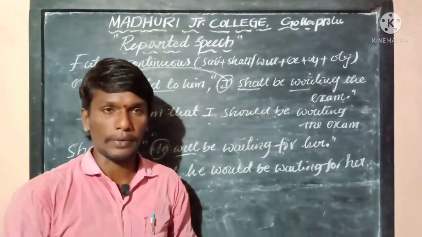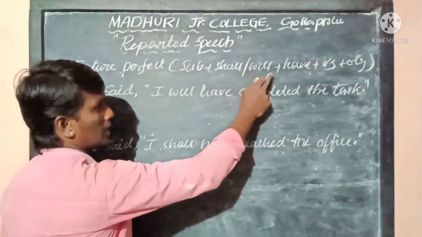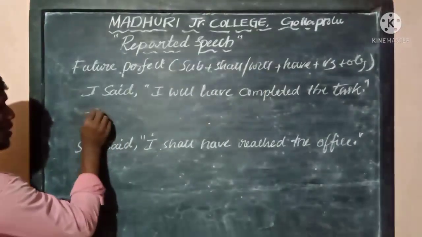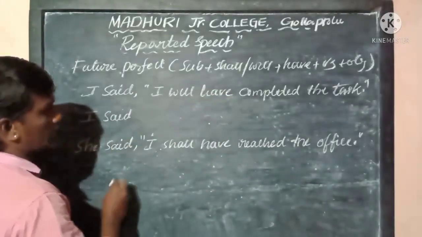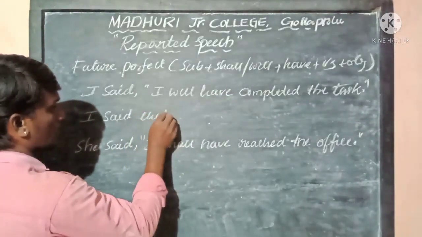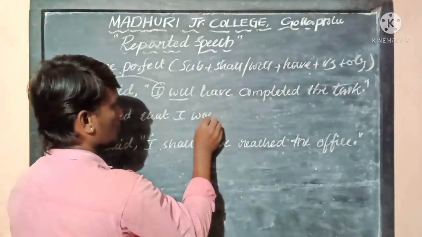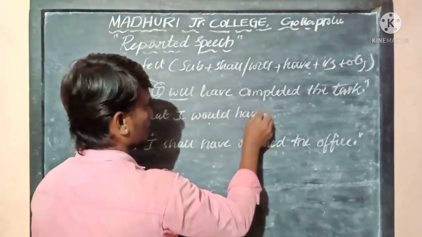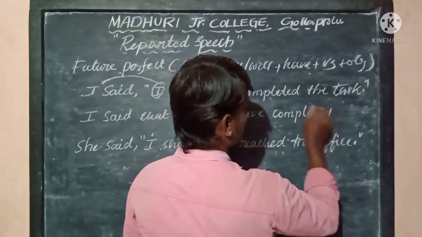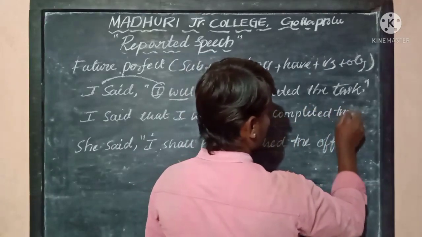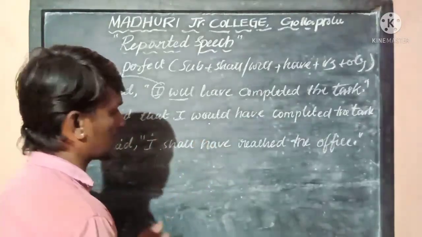Now let us change future perfect tense. Future perfect tense structure is subject plus shall or will plus have plus V3 plus object. Now see, I said, I will have completed the task. I said that I is same. Shall or will becomes would. I would have completed the task. So there is nothing to change except the modal.